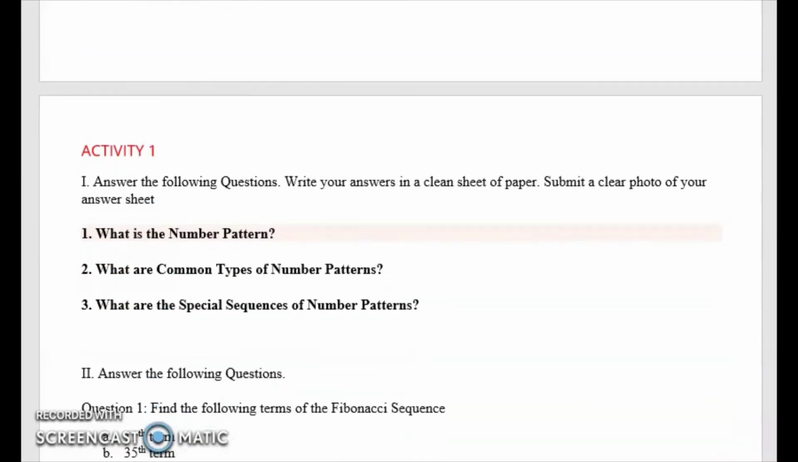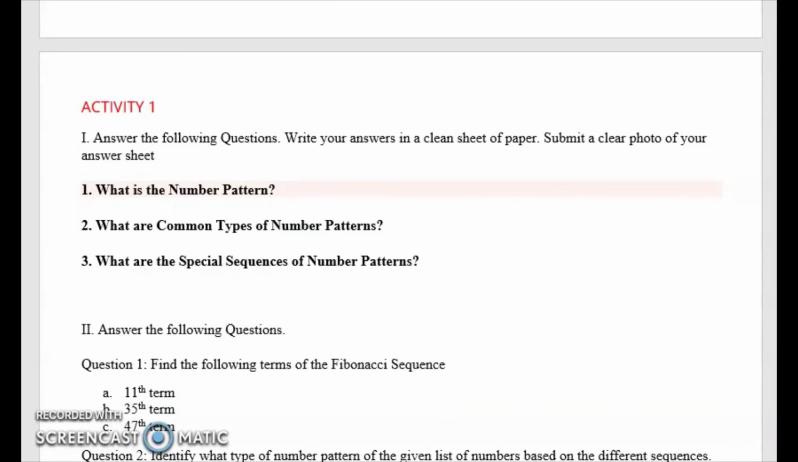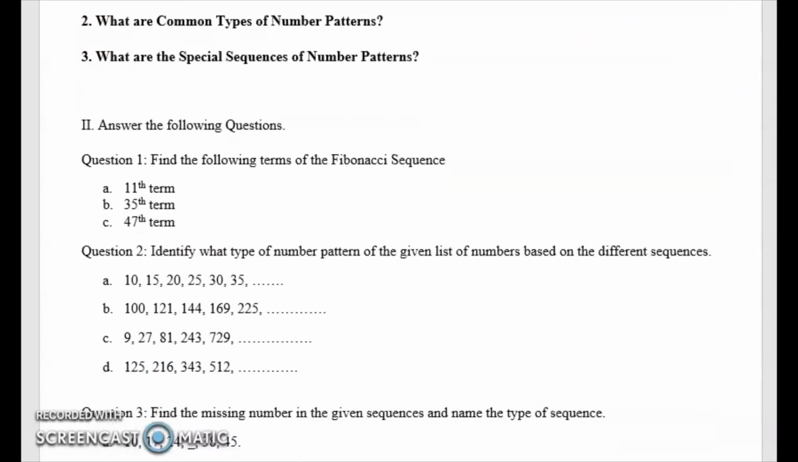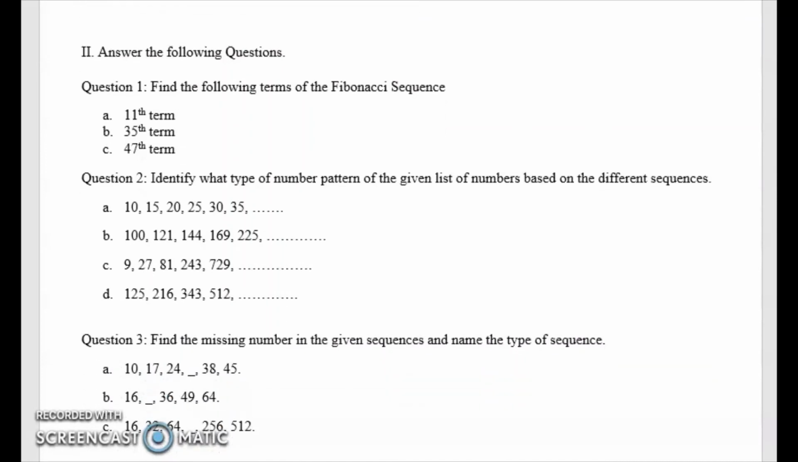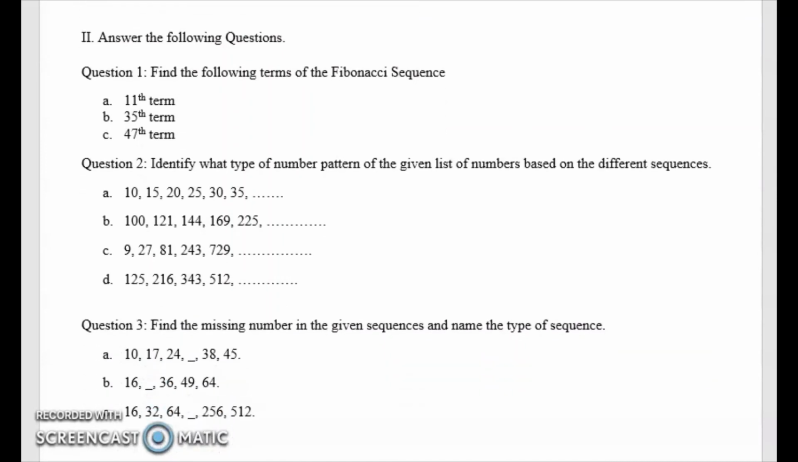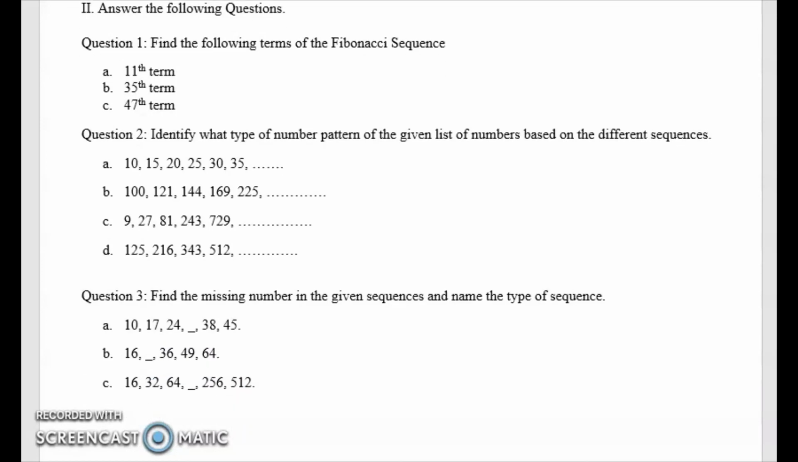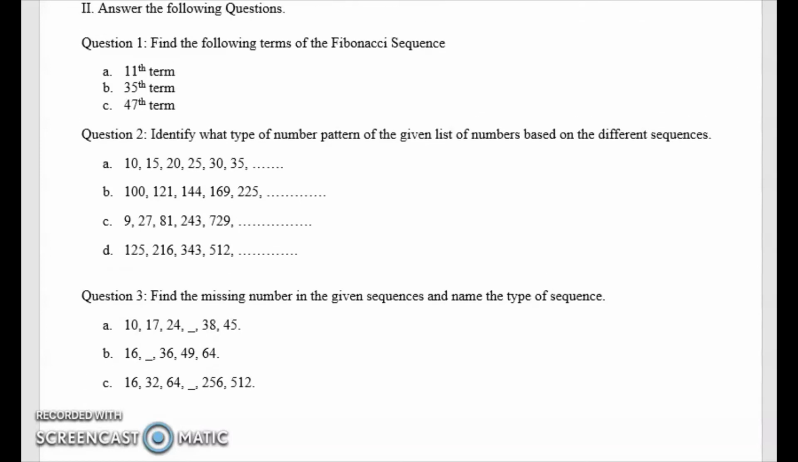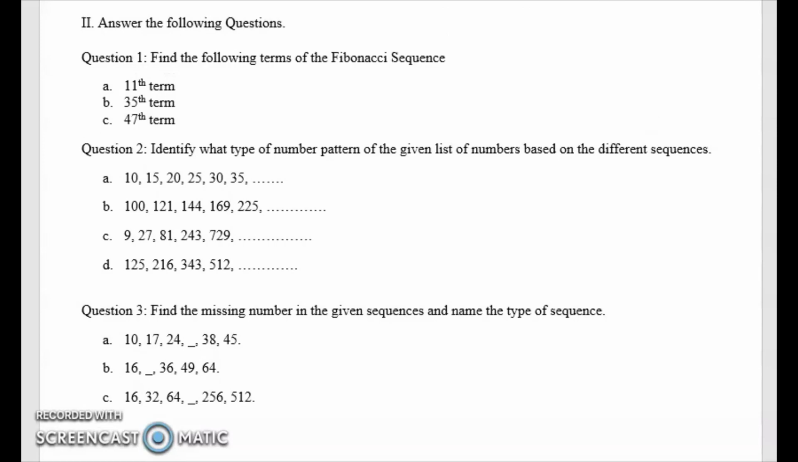Next, we have your activity. Okay, so you can practice this activity. I will give you the answer later on. This is the first module of this prelim.